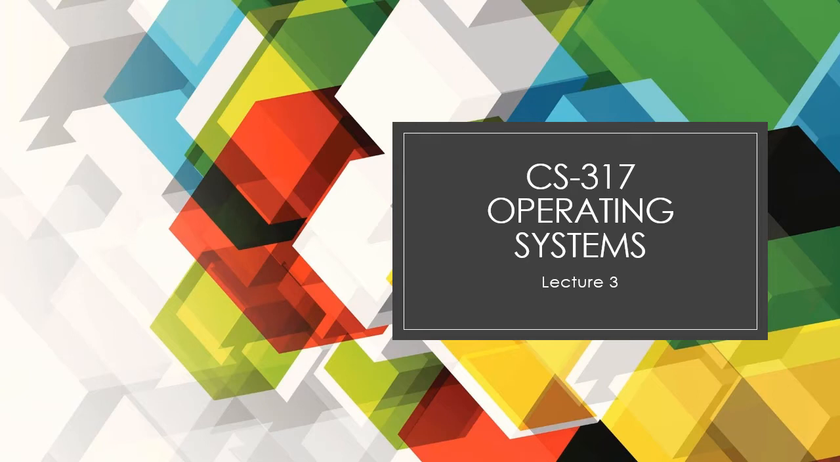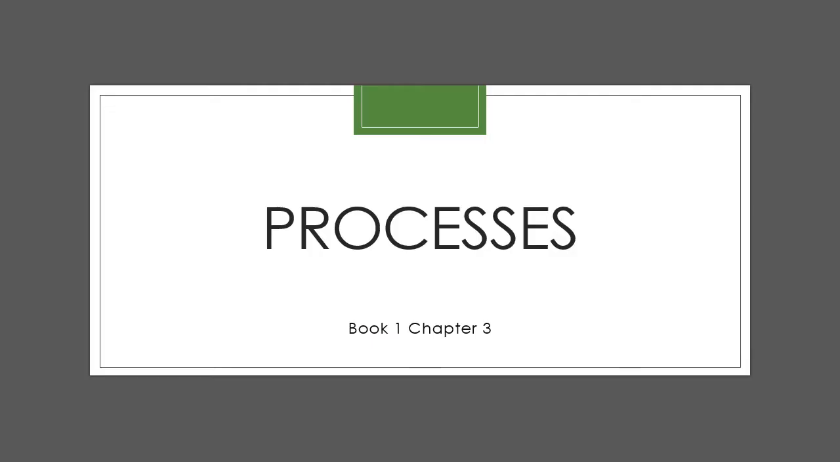Let's start lecture 3. We are continuing the chapter called processes. In the last lecture, we talked about process states. In this lecture, we are going to continue from the previous topic. Please refer to the third chapter of the William Stallings book for this topic.